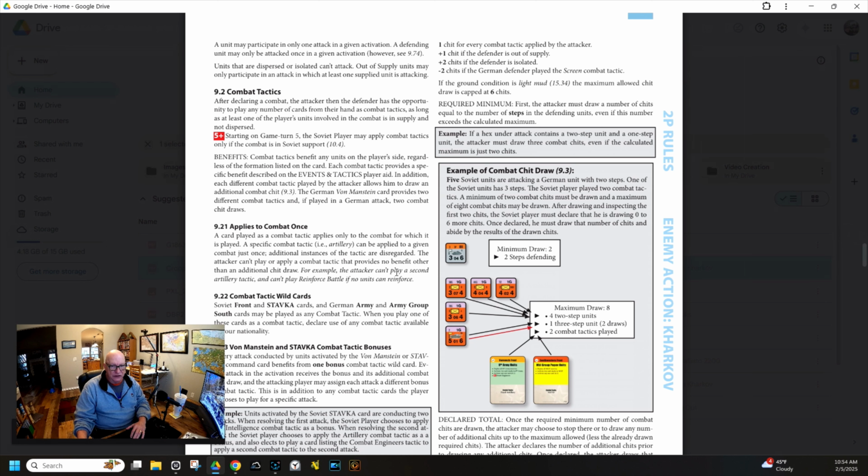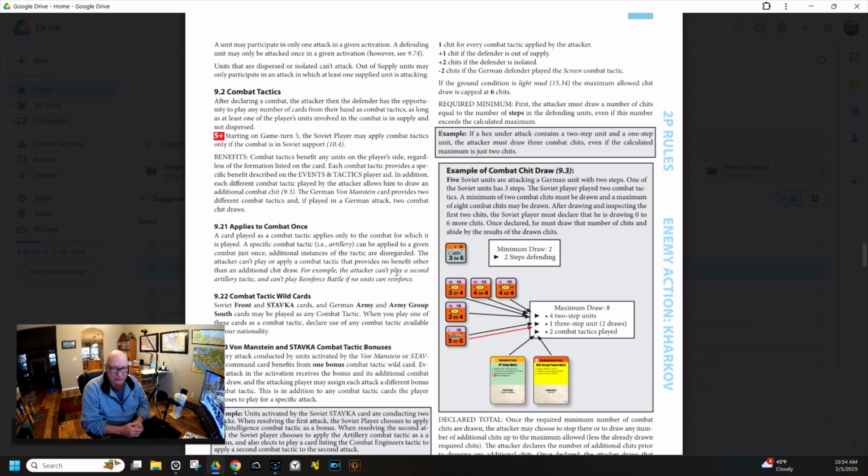So, combat tactics. After declaring a combat, the attacker, then the defender, has the opportunity to play any number of cards from their hand as combat tactics, as long as at least one of the player's units involved in the combat is supplied and not dispersed. After turn 5, the Soviet player may apply combat tactics only if the combat is in a Soviet support zone. Benefits. Combat tactics benefit any units on the player's side, regardless of the formation listed on the card.